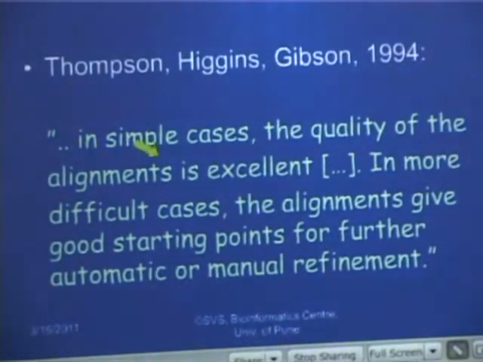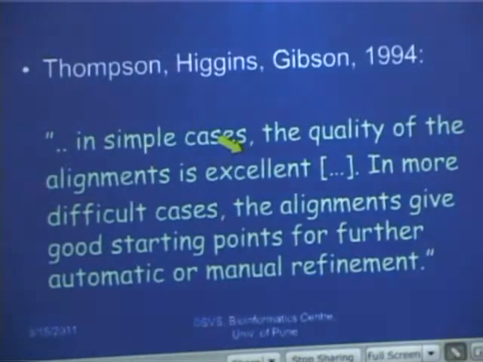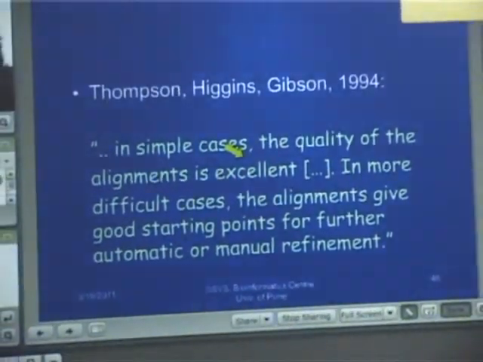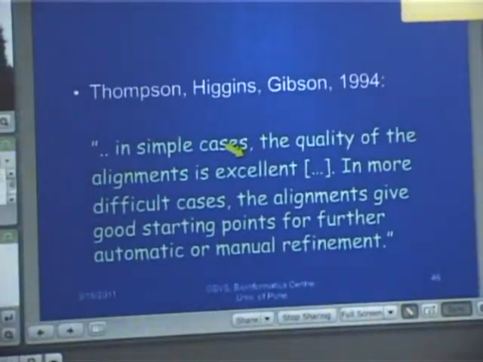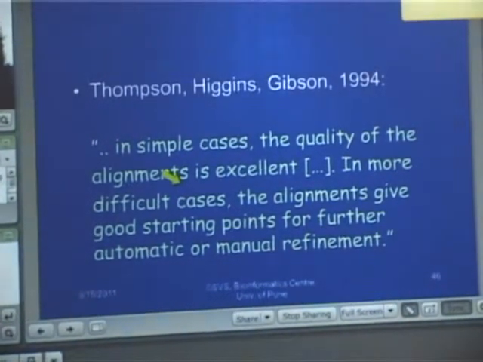In simple cases, that means when you have a data set which has very similar sequences, or sequences having a sequence identity of greater than 50%, then the quality of the alignment which will be produced by the Clustal algorithm is excellent. This is what they have commented on their own algorithm.